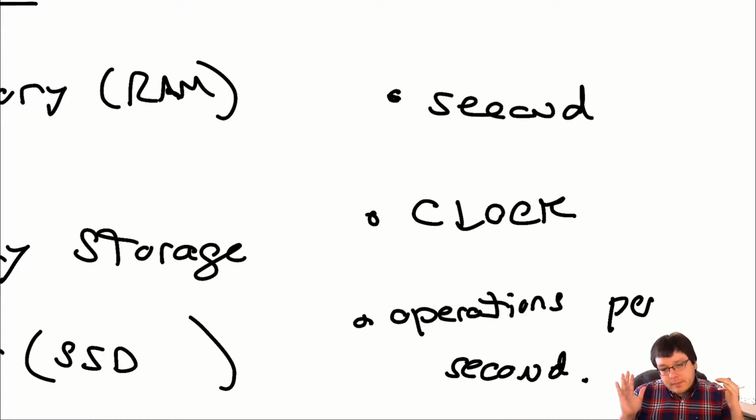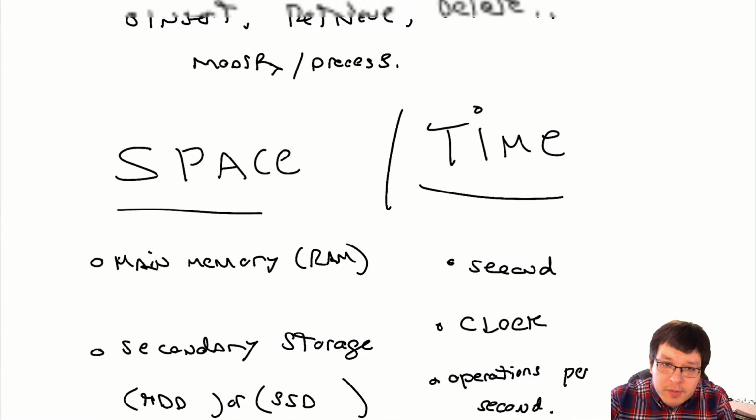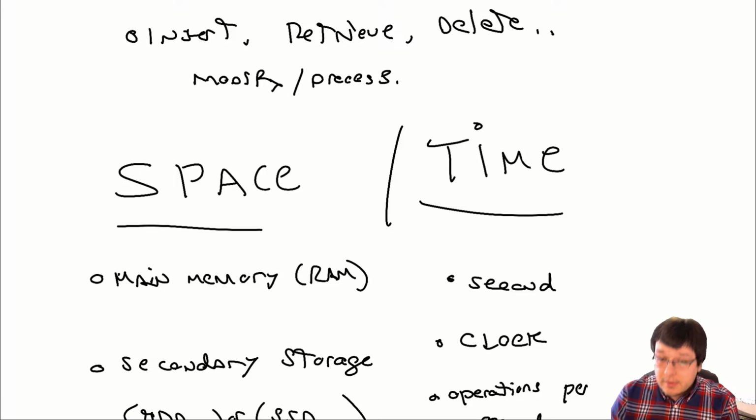And then in other algorithms, there are going to be other operations that are typically something like a comparison, but it depends on the algorithm, as a way of measuring how efficient your algorithm is in terms of time. Okay? So going back, we have again space and time.